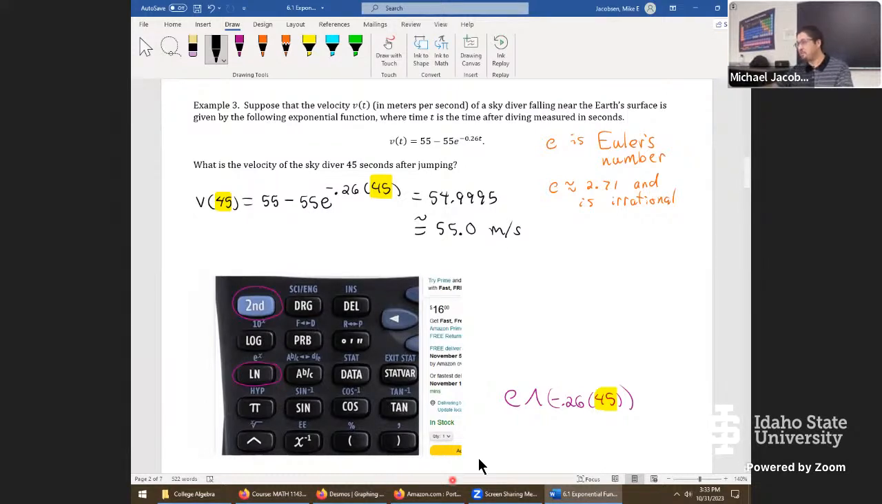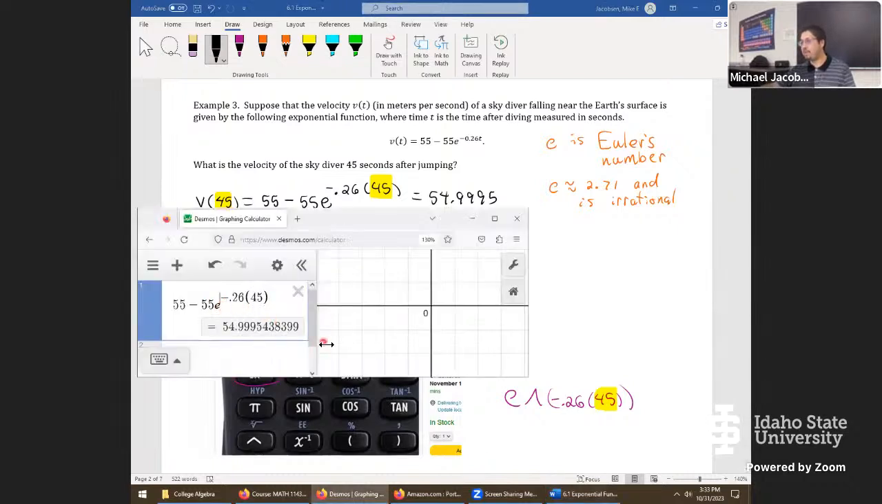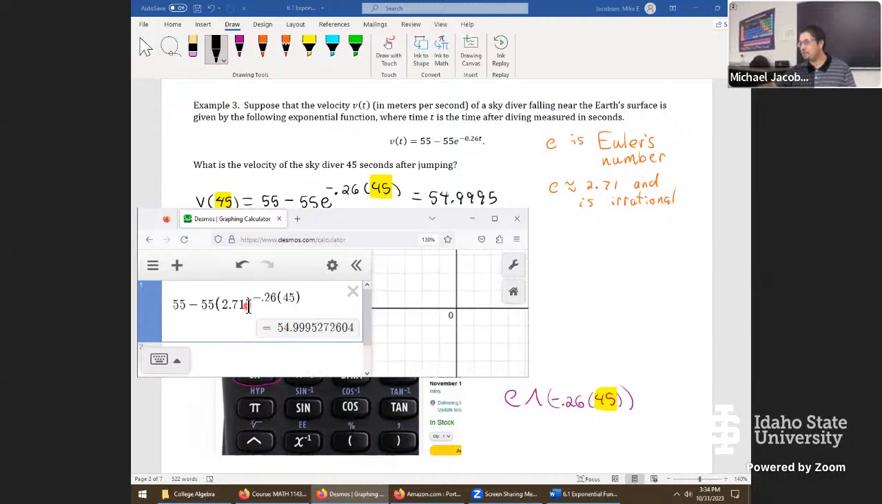And let's take another look on Desmos. Here's the other struggle about that number e. If we put in 2.171, well, you know what? It's not too bad. That's not a terrible approximation. We get a pretty close value there. I was thinking it was going to be a little bit more off.